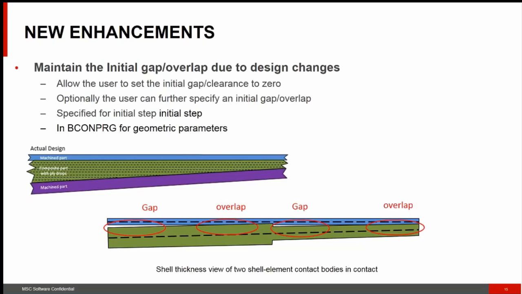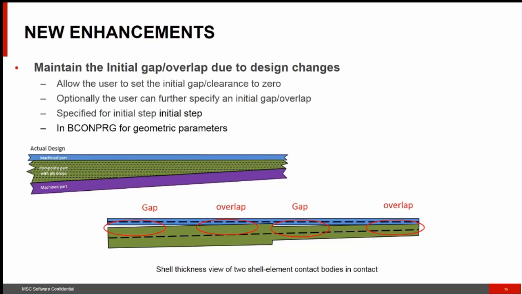So based on the feedback we got, some of the new features have been made available in the new releases, and I'm going to be talking about a few of them here. One of the good ones is the initial gap and overlap option, the option to maintain these gaps or make design changes if required. So now MSC Nastran has the capability to maintain the variation of the gaps and overlaps which exist between the parts.